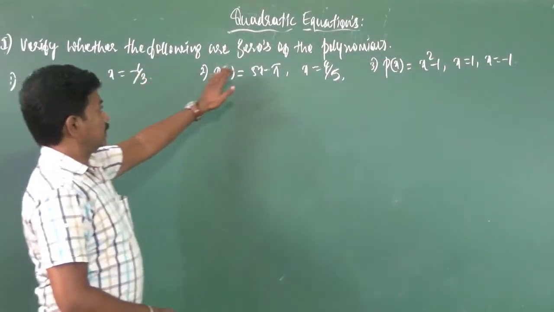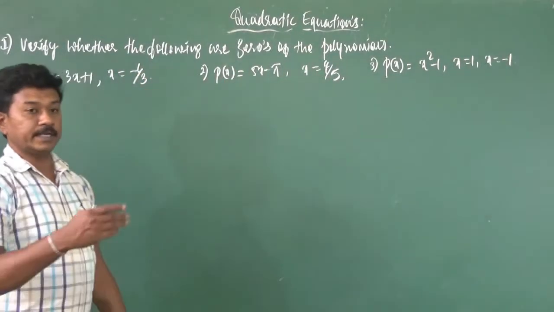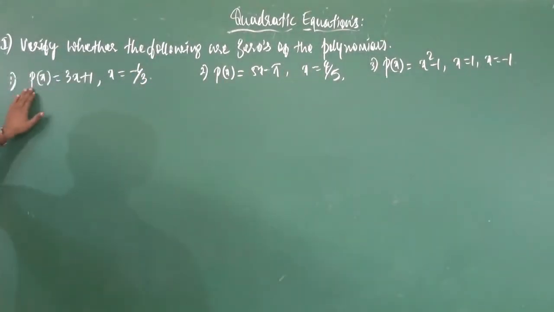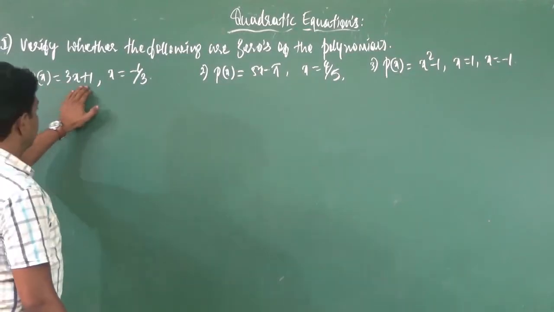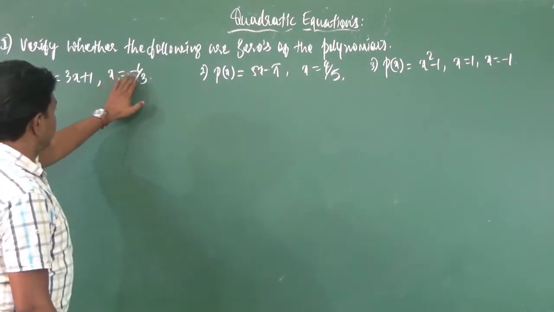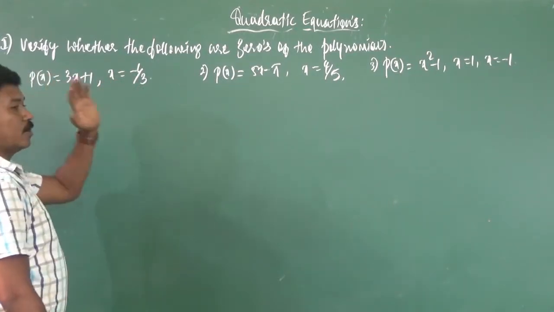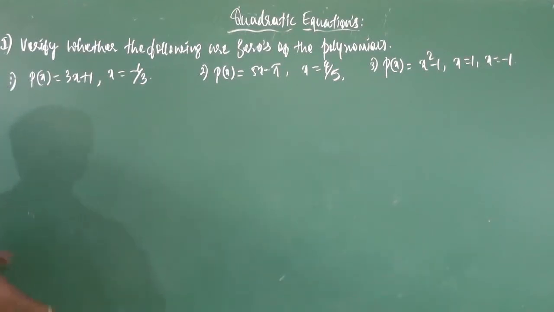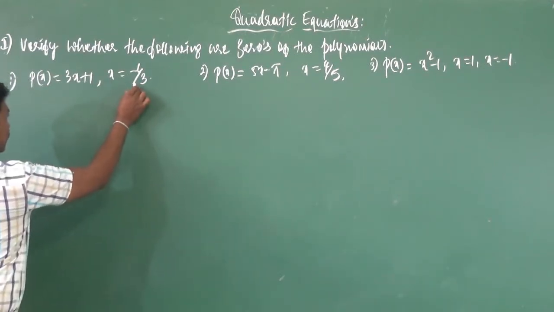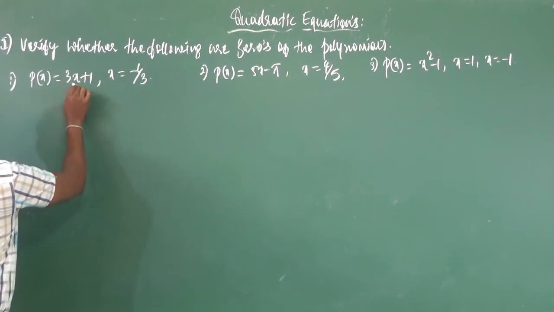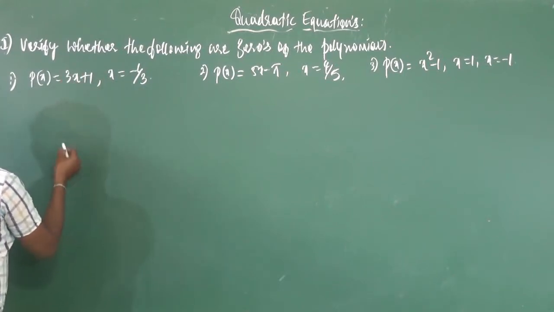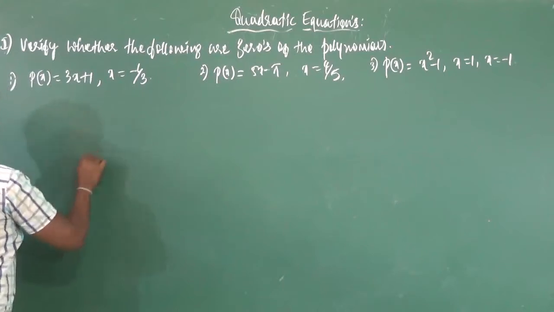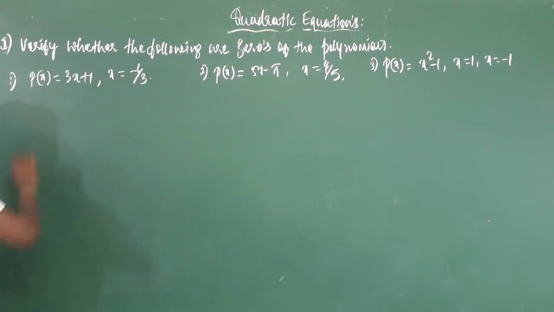So now, verify whether the following are zeros of the polynomials given against them. p of x is equal to 3x plus 1. Check whether x is equal to minus 1 by 3 is a zero of this or not. That's a very simple question. So let us check it. When you substitute the value of minus 1 by 3 in the place of x and simplify this, if I get p of minus 1 by 3 equal to 0, then minus 1 by 3 is called the zero of this polynomial. So we will check it.